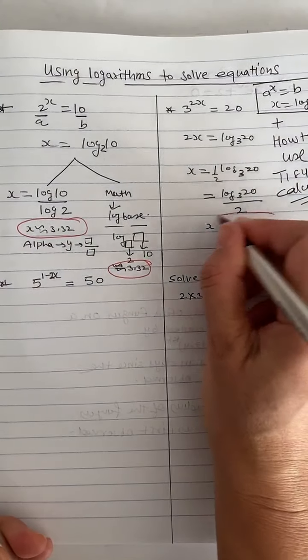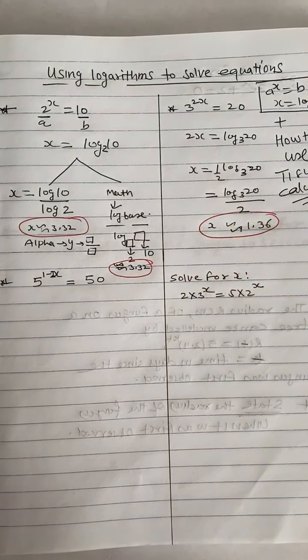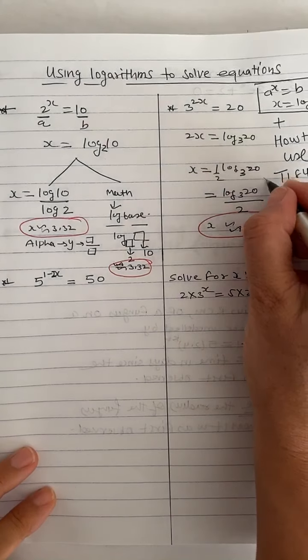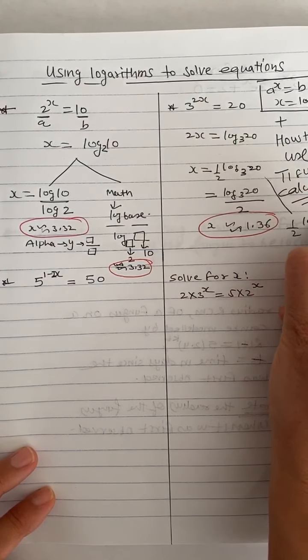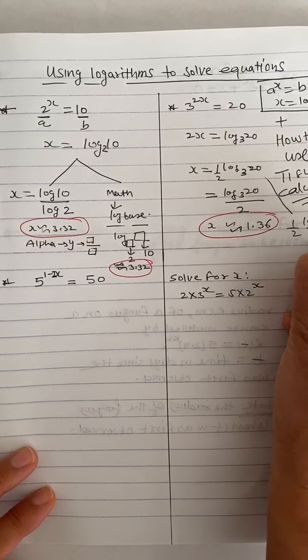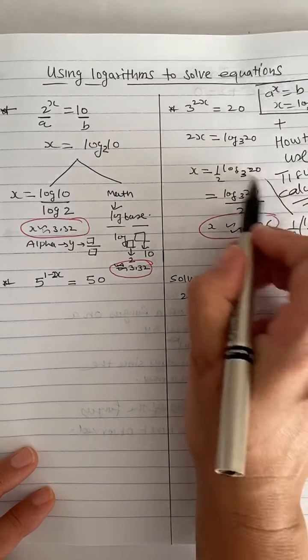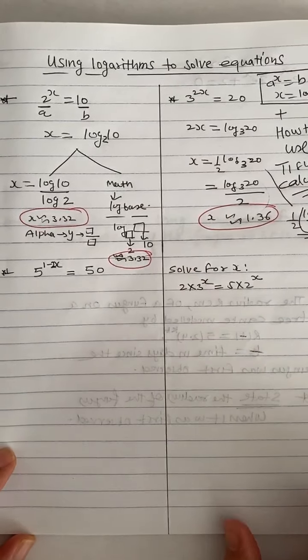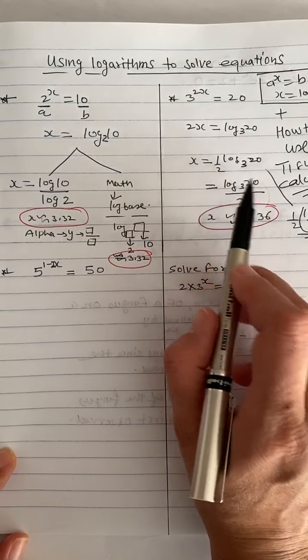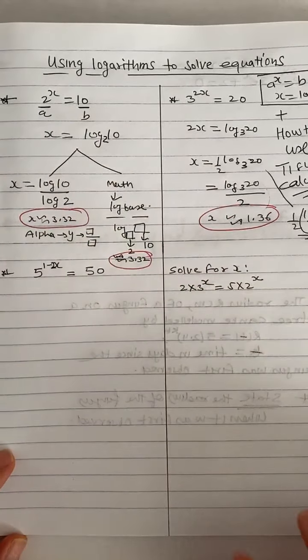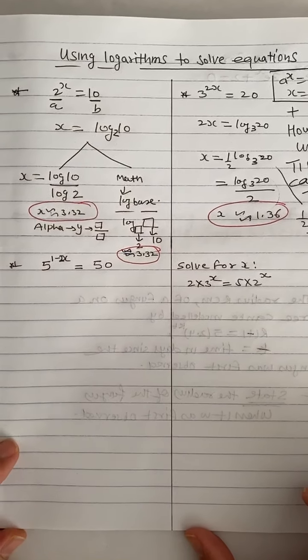Now again, you could have done this by rewriting this as 1/2 log 20 divided by log 3. So it's up to you, but I will strongly encourage you, because in any case you are using calculators, it's better to use the log base feature here. Just make sure that you have that feature in your calculator.